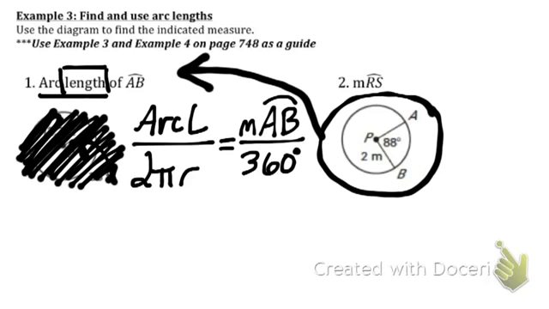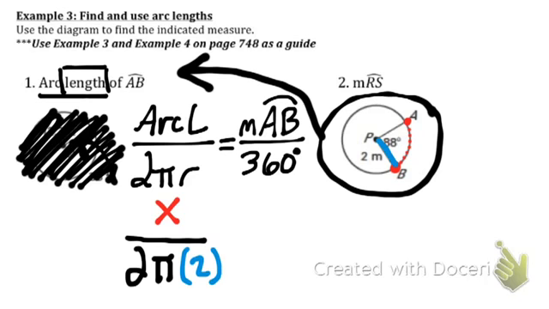Alright, so we have to find the arc length. The arc length goes from A to B, and we don't know what that distance is, so we put an X by it. Everything else we can probably figure out. So then arc length would be X divided by 2 pi, and our radius is 2. Then that ratio is equal to the arc measure AB over 360. So our arc measure is 88 over 360.